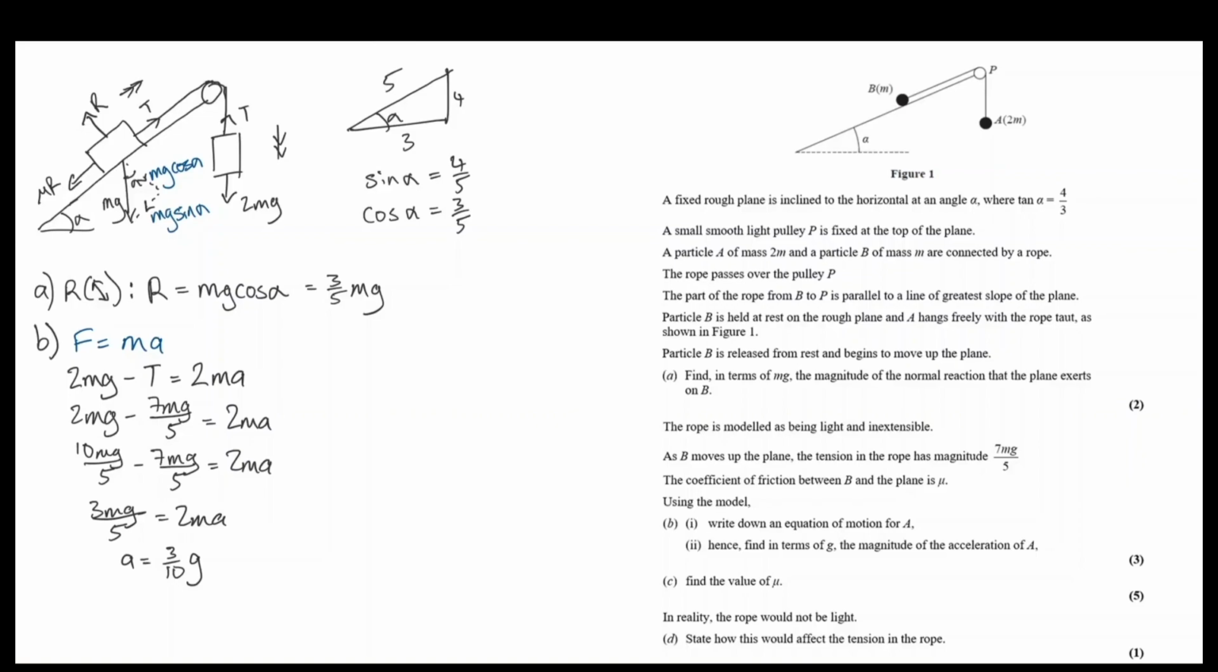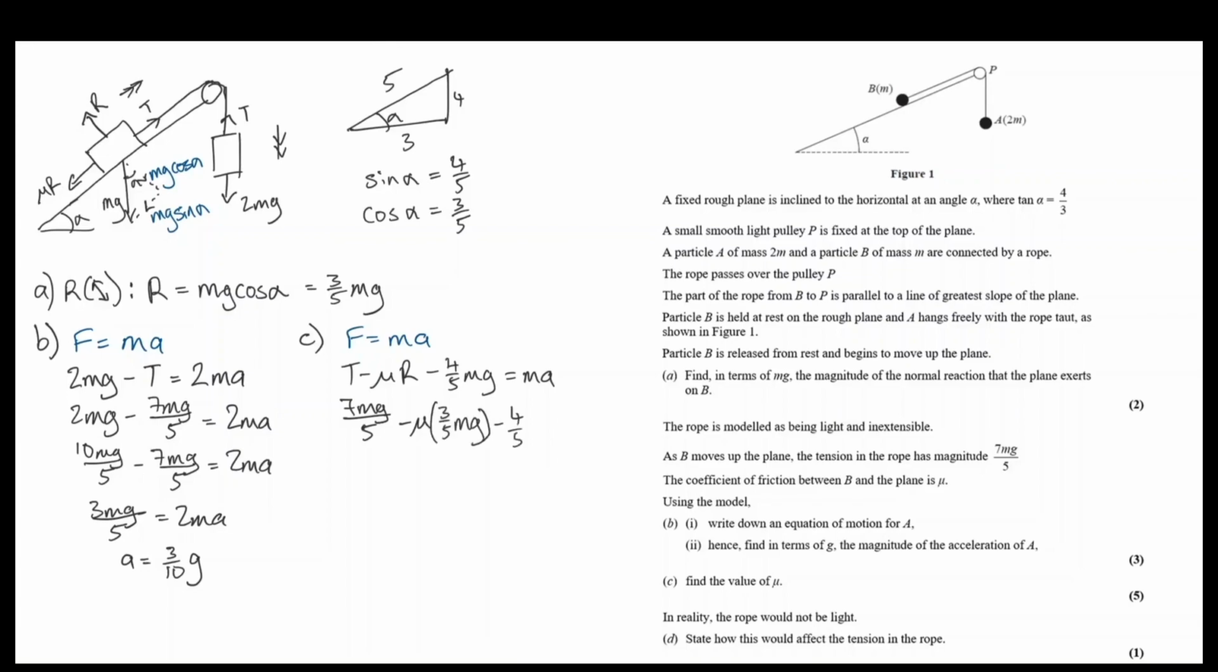Okay, so from the equation of motion all the way through to the acceleration of A, which is also the acceleration of B. Part C says we should find the value of mu. And since mu is friction, we're going to use a motion equation by resolving parallel to the slope, the direction that the box is moving. So, resultant force, tension, minus friction, minus the parallel component of weight. So that's 4/5 mg. All of that equals ma.